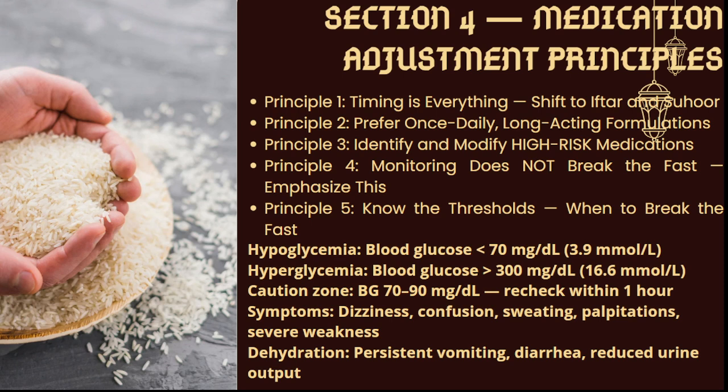Okay, what are the symptoms which the patient needs to take care of? If he feels, the diabetic patient, if he feels dizziness, confusion, sweating, palpitation, severe weakness, at this time he needs to check his glucose level. Okay, I have a caution zone. If the blood glucose is from 70 to 90, I can tell the patient to continue fasting, but he must recheck within 1 hour. If it is less than 70, he needs to stop, break his fast, and eat anything sweet. If it is more than 90, he can continue fasting.